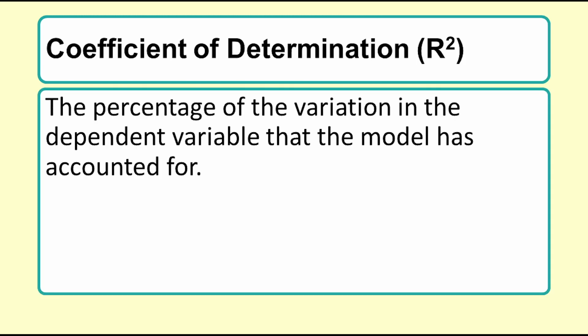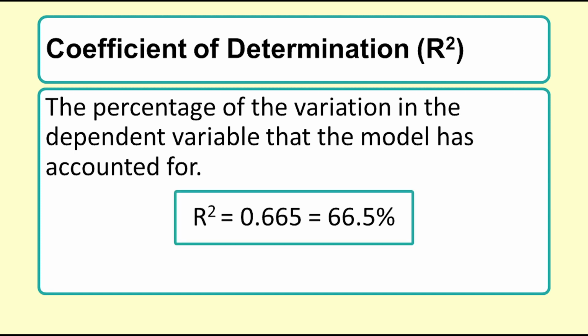The coefficient of determination, or R-squared value, tells us the percentage of the variation in the dependent variable that the model has accounted for. In this case, the R-squared value is 0.665, which means that we have explained about 66.5%, or 2/3 of the variation in price. You may be able to think about other aspects that we have not considered that might affect the price of a used car.